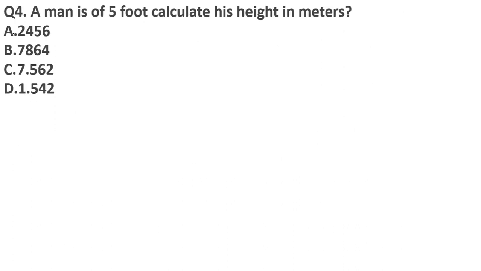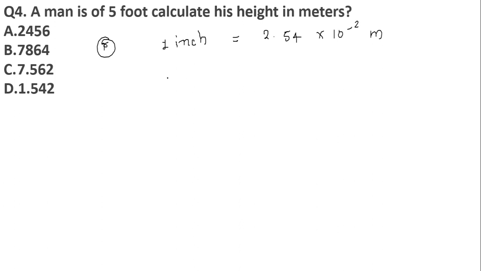A man is 5 foot, calculate his height in meters. This is a different kind of question where we have the introduction of foot. Some important unit conversions of length that I would like to tell you: please note down, 1 inch is equal to 2.54 into 10 raised to minus 2 meters.